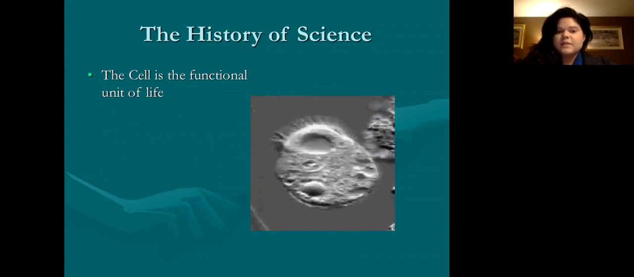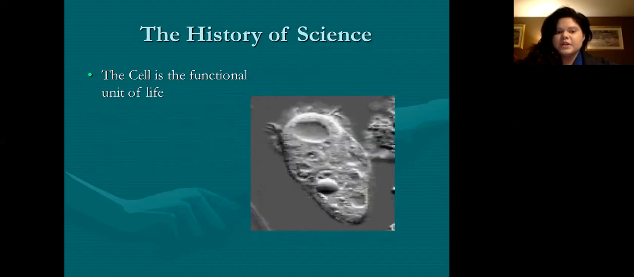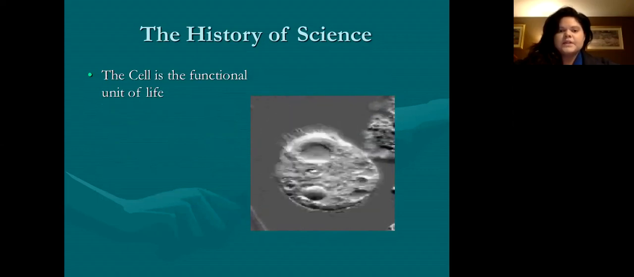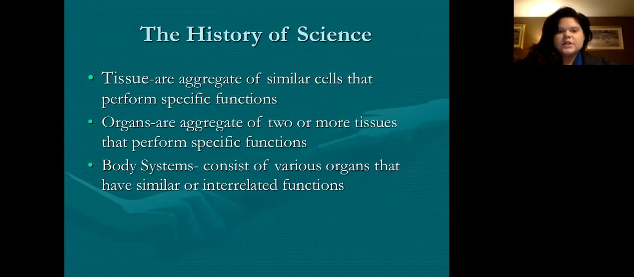The cell is going to be the functional unit of life. That's very important to know. Here is a quick depiction of a cell. We'll get into that a little bit later on in the presentation. Tissues are aggregates of similar cells that perform specific functions. Organs are going to be aggregates of two or more tissues with specific functions. And then body systems consist of various organs that have similar or interrelated functions. So it goes cells, tissue, organ, body systems.